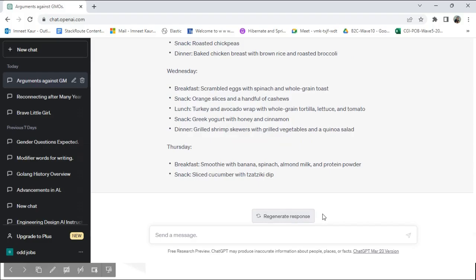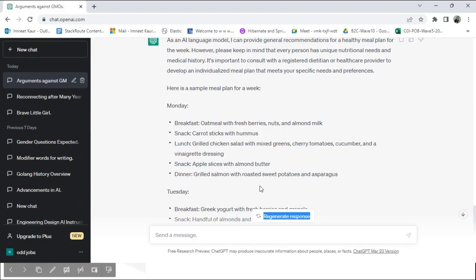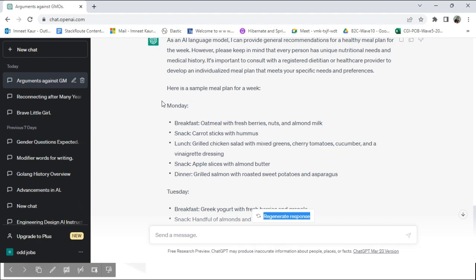You can stop this and just go through the response which it has given to us. As you can see, the response is generated. It has taken the role of a nutritionist and is recommending a healthy and planned meal for the week as suggested in the prompt. So for Monday, for Tuesday, and so on.